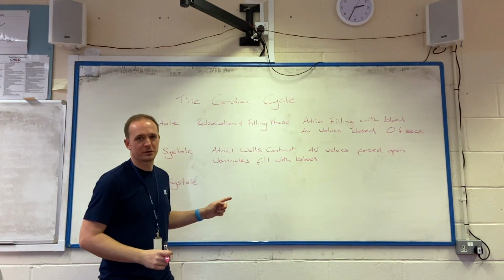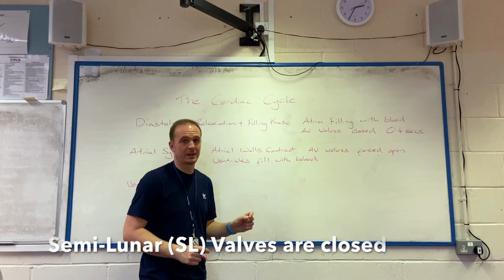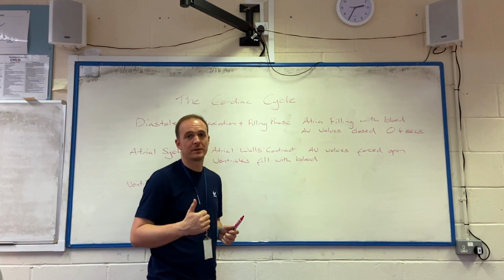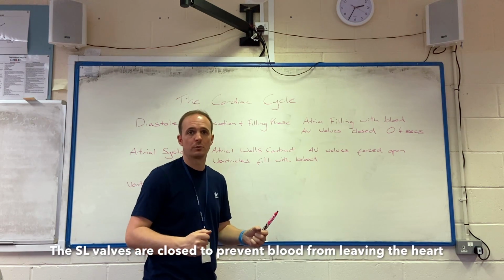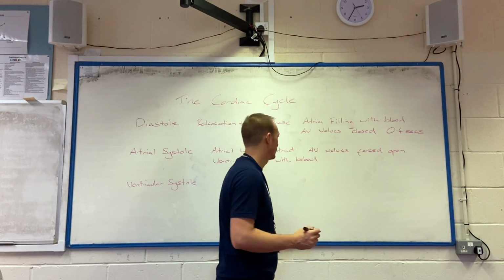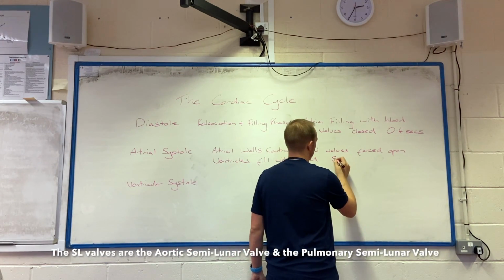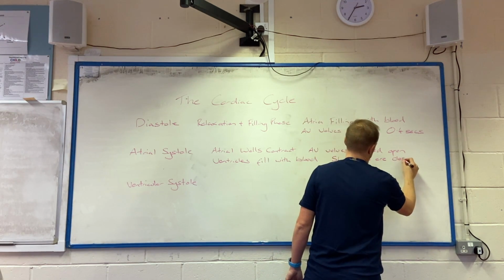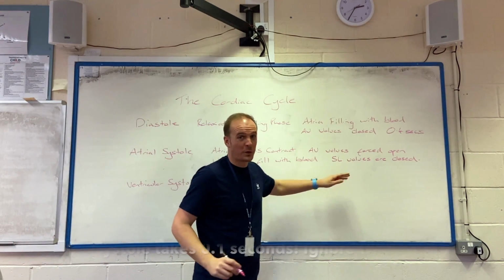As the ventricles fill with blood, we need to remember as well that the semilunar valves have to remain closed. The semilunar valves are the two valves that feed the aorta and the pulmonary artery. Those valves are closed, and we need them to remain closed because we don't want blood leaking out of the heart, because the ventricles aren't contracting yet. So these semilunar valves remain closed. And that takes 0.3 seconds.